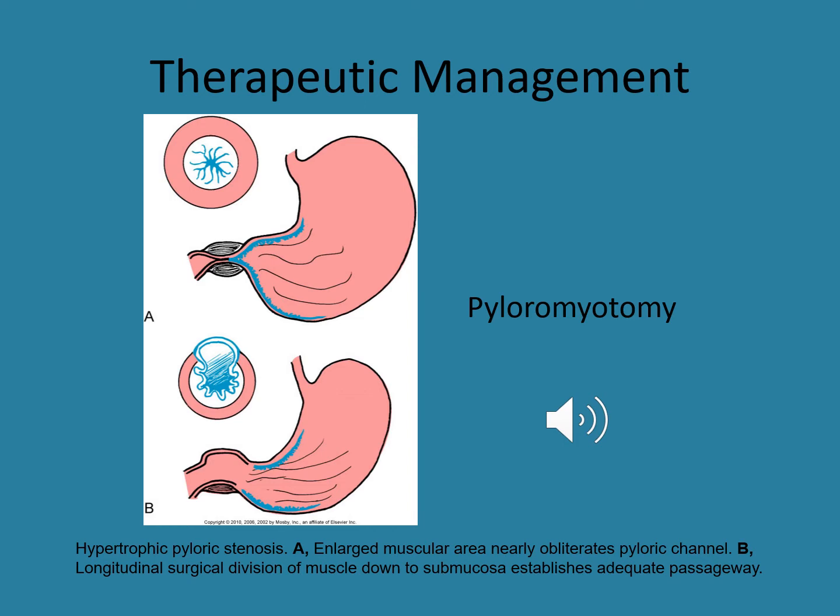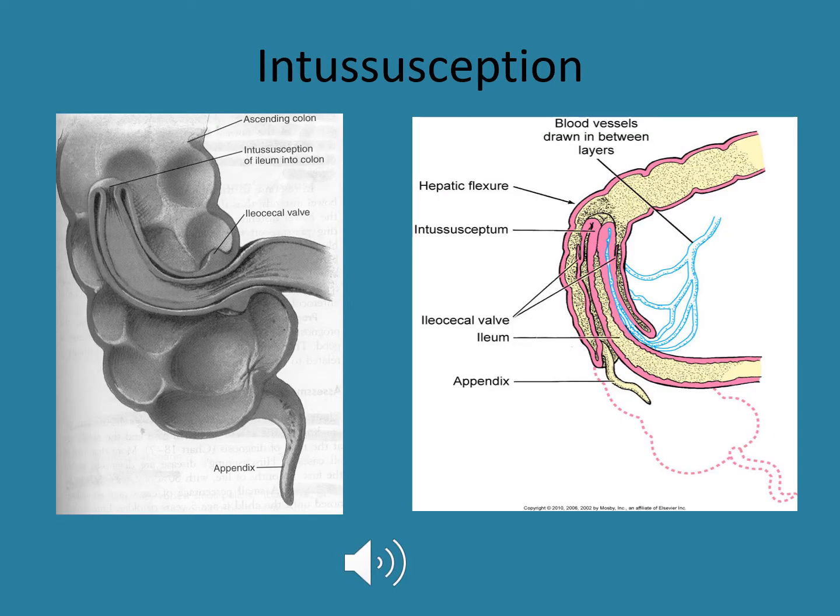Again, you can look at some additional nursing diagnoses and related interventions in your book on hypertrophic pyloric stenosis. All right, now we're moving into our intestinal disorders. And the first one we're going to talk about is intussusception. And intussusception is basically there's invagination of one portion of the intestine into itself.